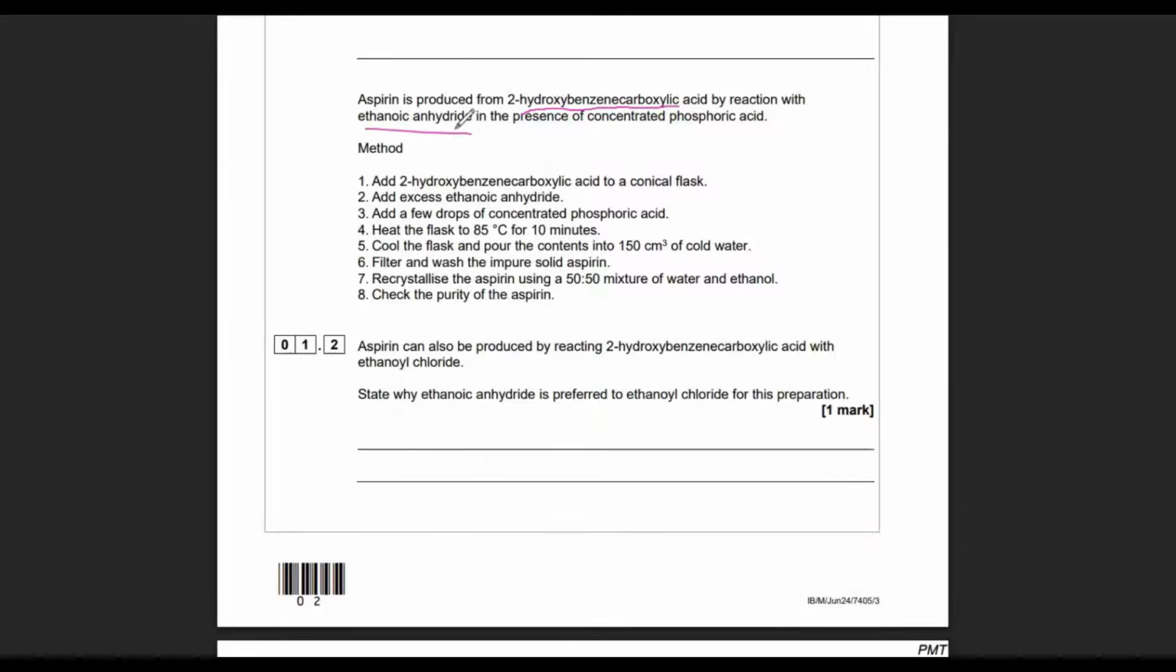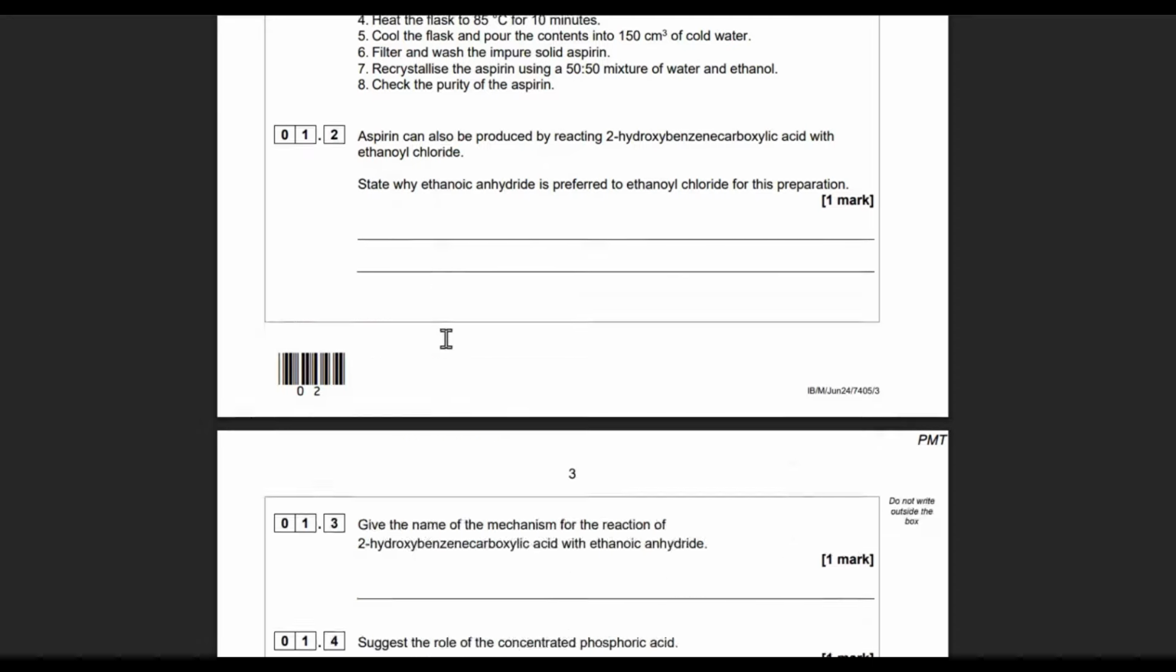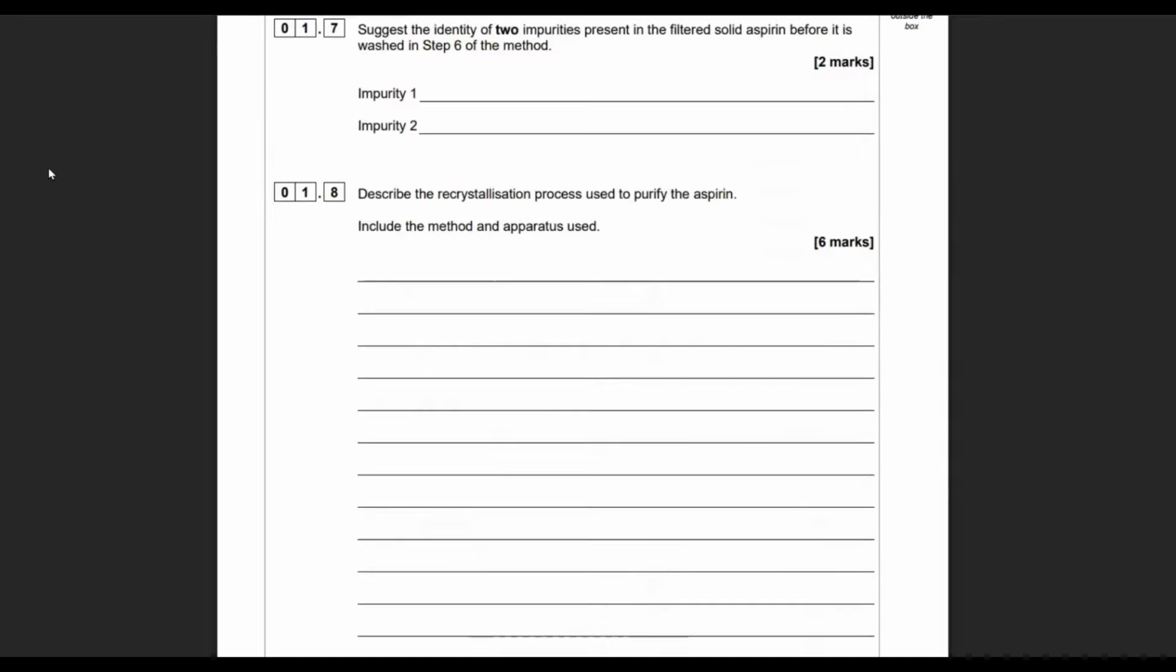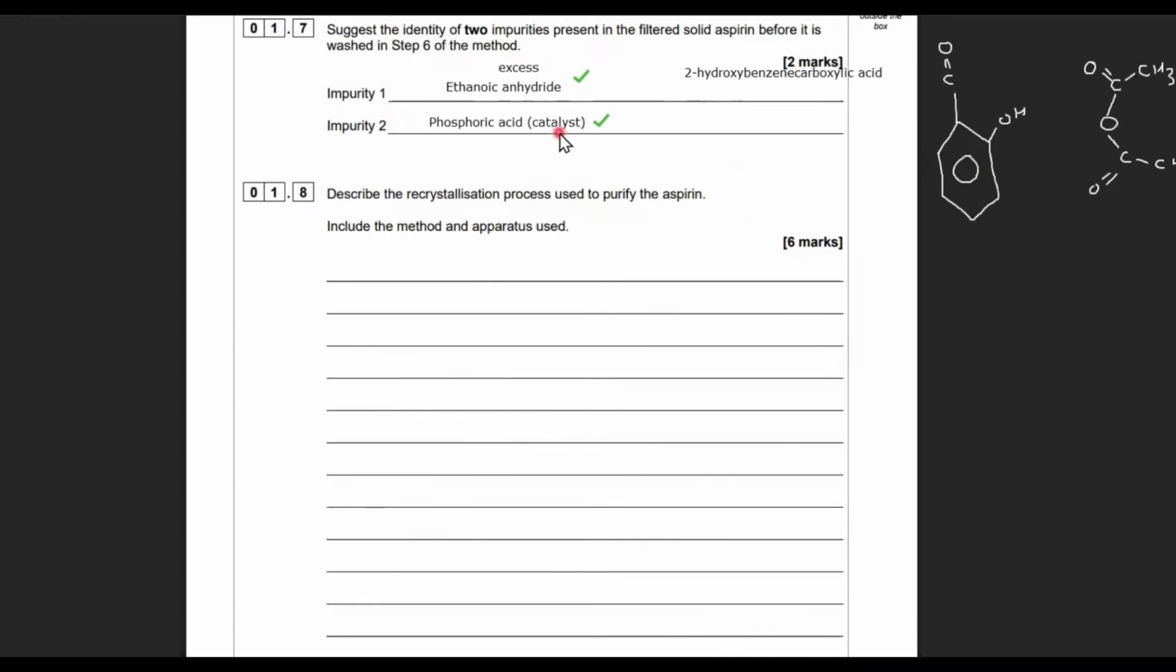Now the chances are that we're going to have at least one of those in excess, unless you've done it perfectly. And we've got our catalyst, which is going to be left unchanged. So impurities, you could go for phosphoric acid, you could go for ethanoic anhydride, or you could go for 2-hydroxybenzoic acid. So what are the other ones on the mark scheme here?